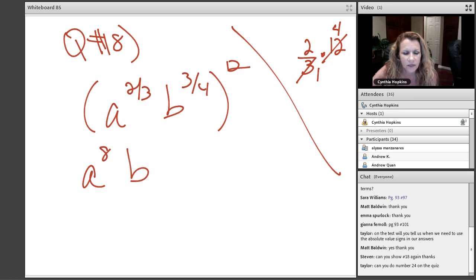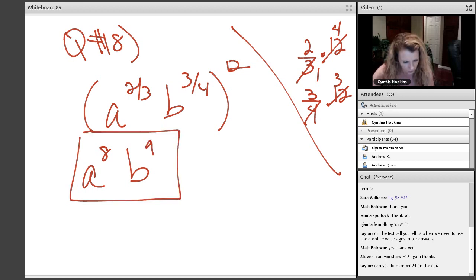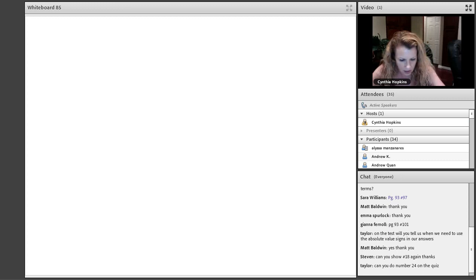All right, then I keep the same base, b, and then this time I want to multiply 3/4 times 12. Well, 4 goes into 12 3 times. 3 times 3 is 9, and there is my answer. Okay, there you go. All right, that was 18. Number 19.